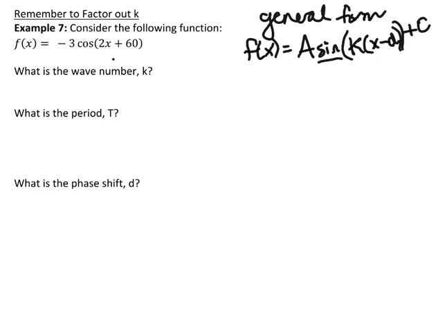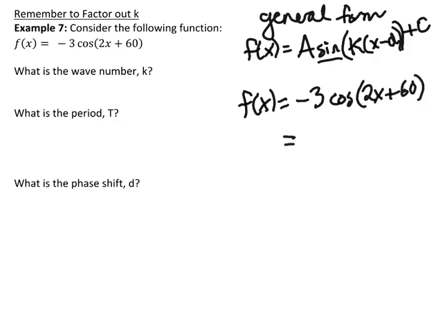So in this case here, if you see something like this, notice that k has not been factored out yet. You need to rewrite that. So instead of just leaving it as f of x is negative 3 cos of 2x plus 60, we keep all of this stuff inside the cos function. We just have to factor that 2 out. So instead of being 2x plus 60, it's actually going to be 2 times x plus 60 divided by 2, which would be 30. So when you factor a 2 out of there, you would be left with 30. That's just important for writing down your phase shift. Your phase shift is not 60 here.